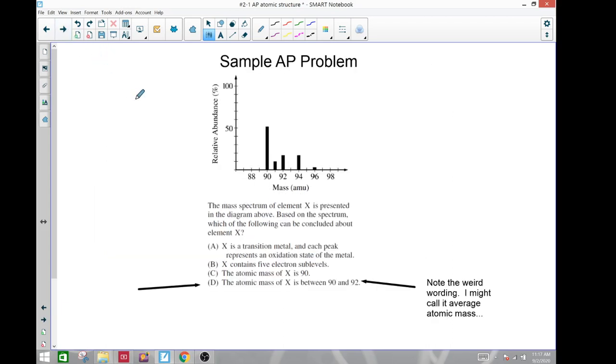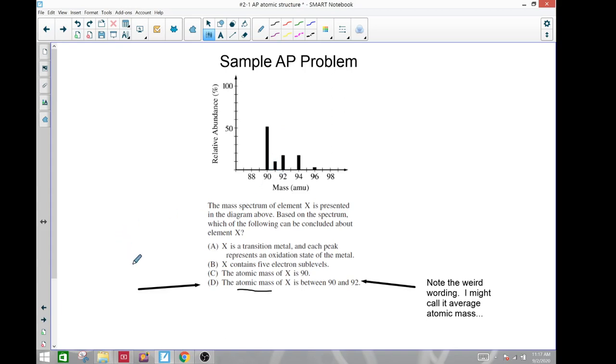And here we go. It says the atomic mass of X is between 90 and 92. Somewhere, and that atomic mass is the average atomic mass. That's what we're looking at. That's what we're calling this. Somewhere between here is likely our average.